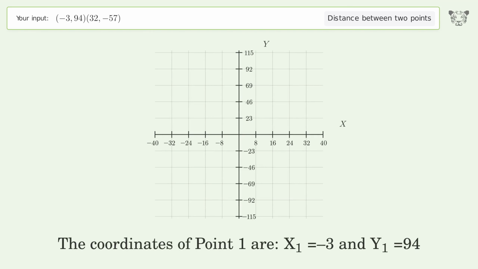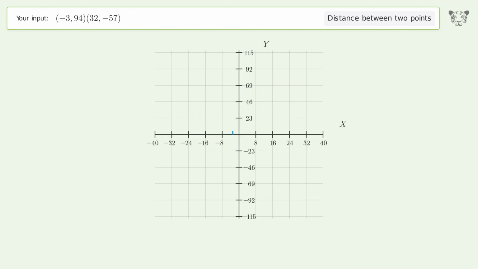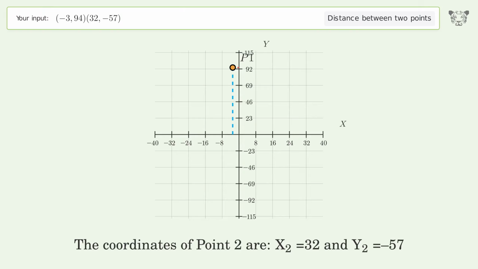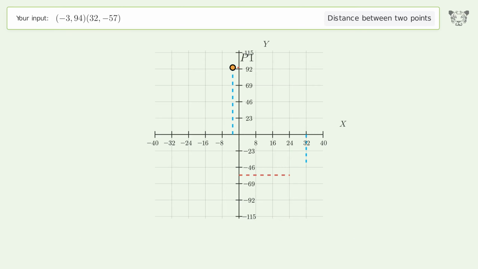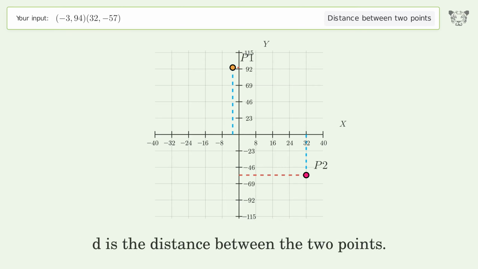The coordinates of point 1 are x1 equals -3 and y1 equals 94. The coordinates of point 2 are x2 equals 32 and y2 equals -57. D is the distance between the 2 points.